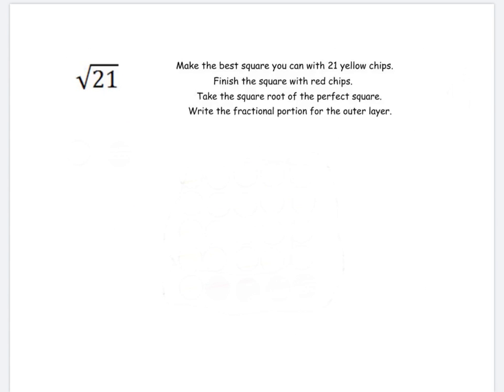Let's take a look at that again using 21. I want to make the best square that I can make using 21 chips. So if I use 1, that's a 1 by 1. Then I can make a 2 by 2, which uses 4. I can make a 3 by 3, which uses 9. I can make a 4 by 4, which uses 16. And then I can start making my 5 by 5. So 16, 17, 18, 19, 20, 21.